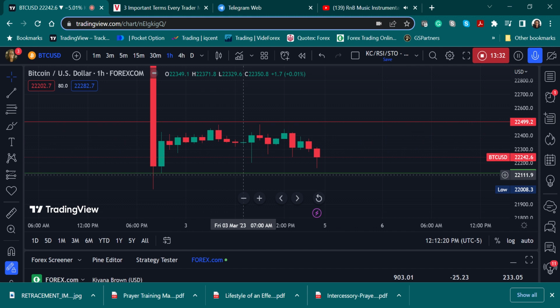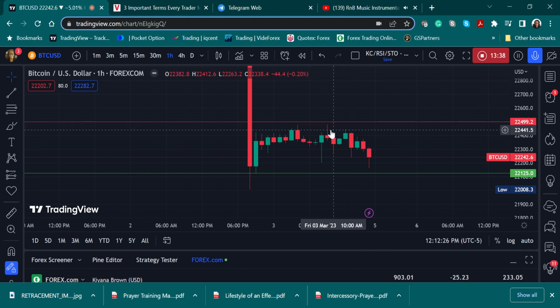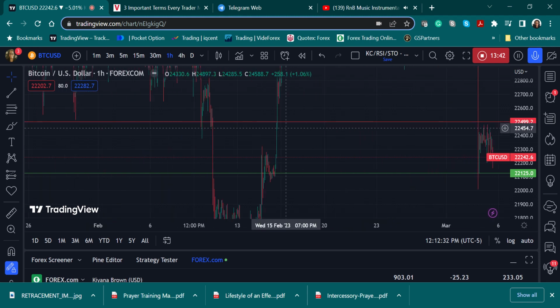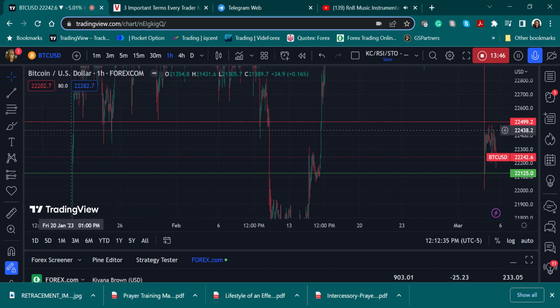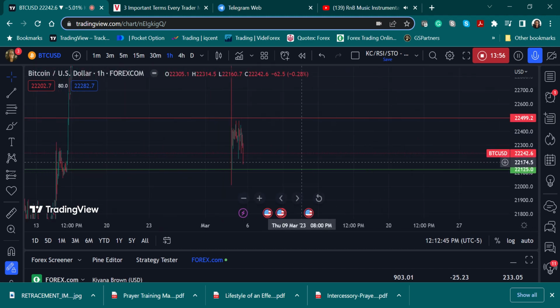Now, how did we find it? What we did is that we looked for how many times price has touched here. So we got one touch, two, three, four, five. So it's touched multiple times. How many times has it touched support? One, two, a whole bunch more times here. And then we're coming back to our trading area.